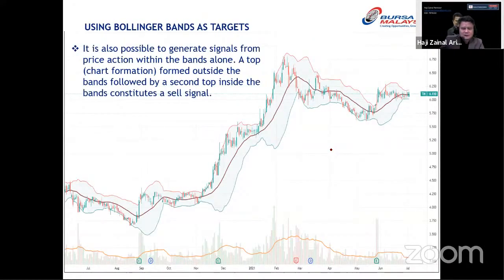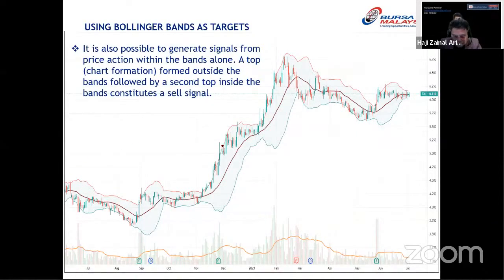Okay. It is also possible to generate a signal from price action within the band alone. A top formation formed outside the band, followed by a second top inside the band, constitutes a sell signal. This is also a very powerful signal, which means that the market is telling you, using this Bollinger Band, that it is already topish.